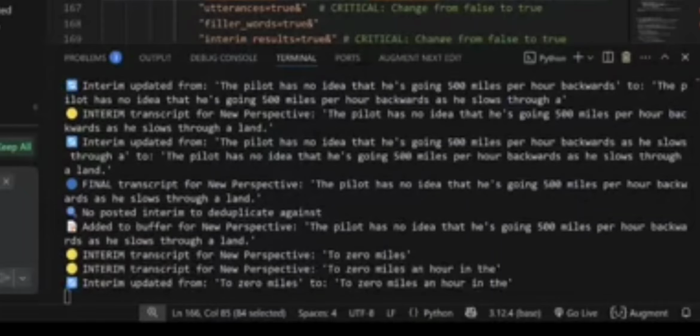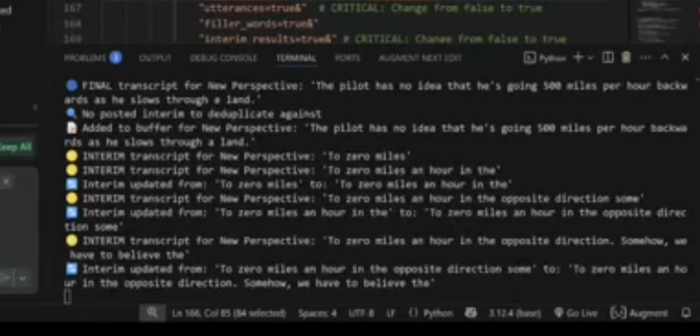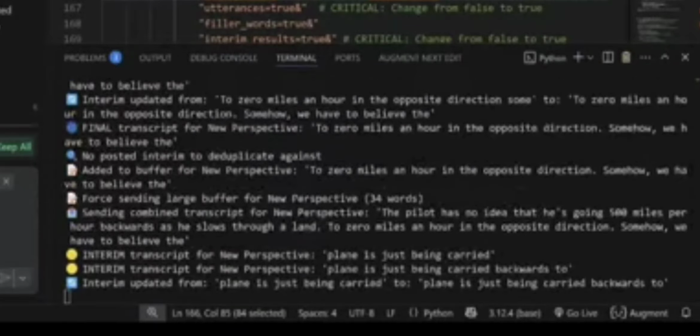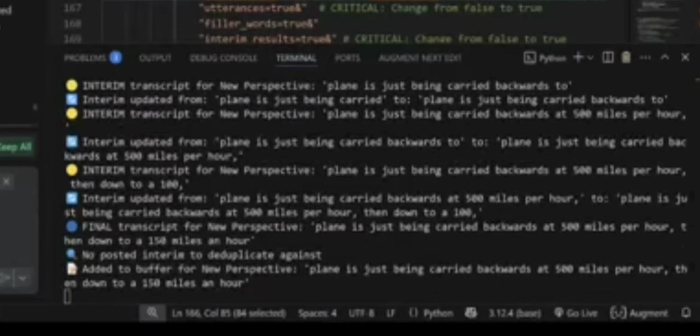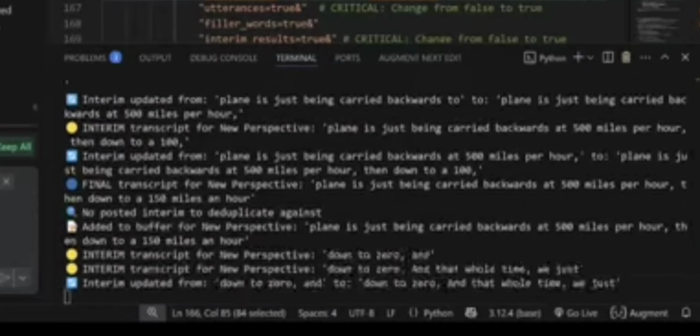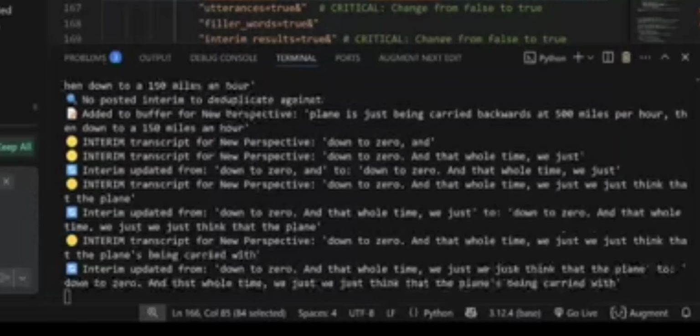Somehow we have to believe the plane is just being carried backwards at 500 miles per hour, then down to 150 miles an hour, down to zero. And that whole time, we just think that the plane's being carried with the wind backwards. It's insane, dude.